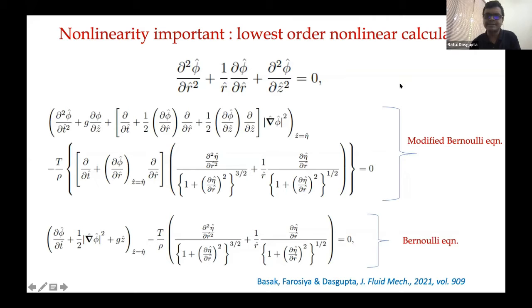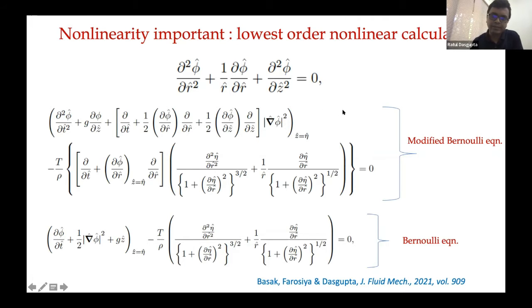As I mentioned, this is an inviscid calculation, so we are restricting ourselves to a potential flow. That's our Laplace equation. It's axisymmetric. Now, instead of having a kinematic boundary condition and a Bernoulli equation, it's easier to take the total derivative of the Bernoulli equation, because there's a gravity term in the Bernoulli equation, which is g eta.